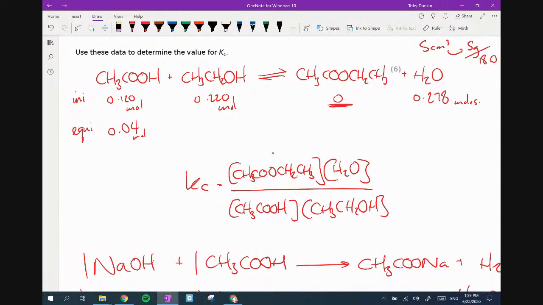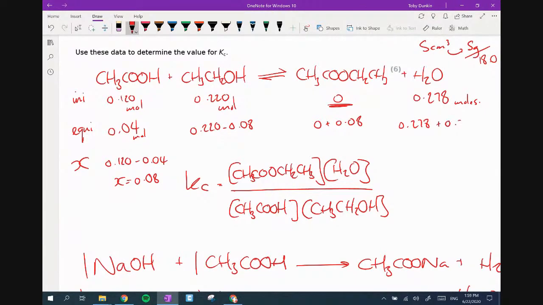Right, we can now work out the change X. Change X is going to be the bigger minus the smaller. It's 0.102 minus 0.04, which is 0.08, isn't it? So X is equal to 0.08. So this one's going to go down by X, this is going to be 0.20 minus 0.08. This one's going to be 0 plus 0.08.